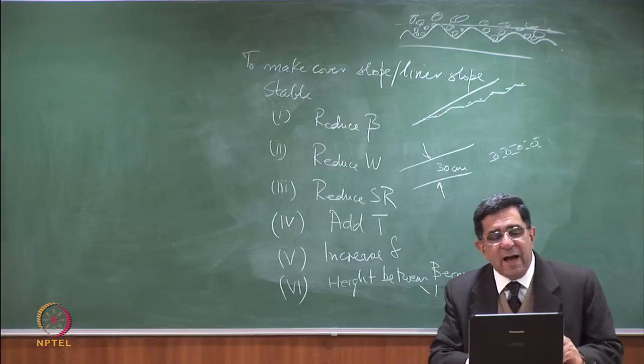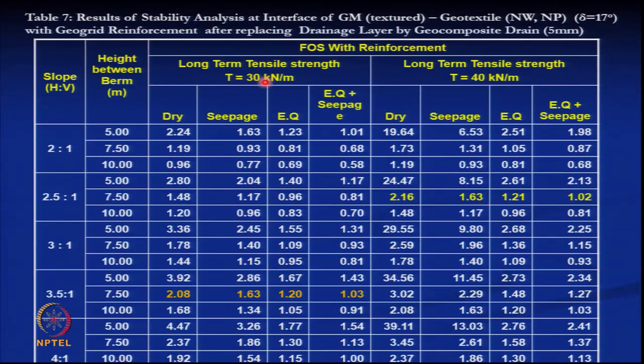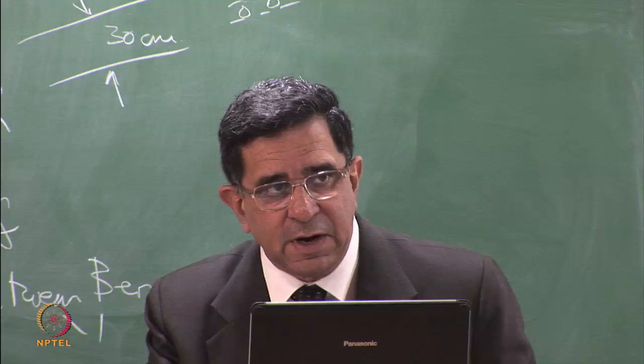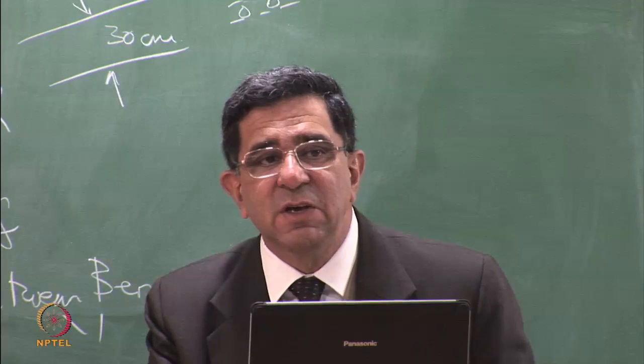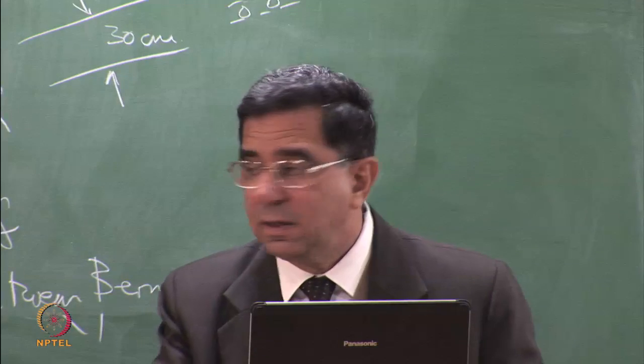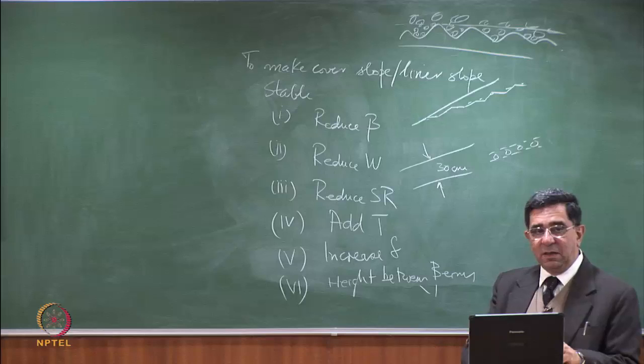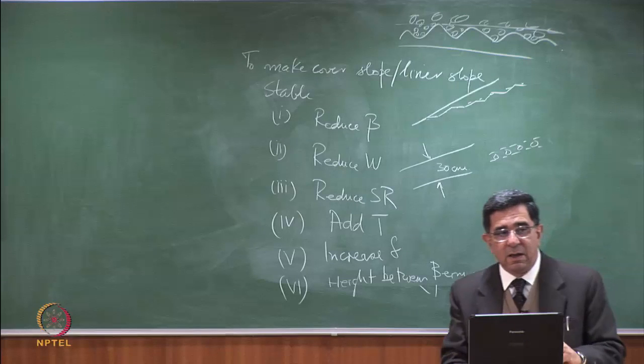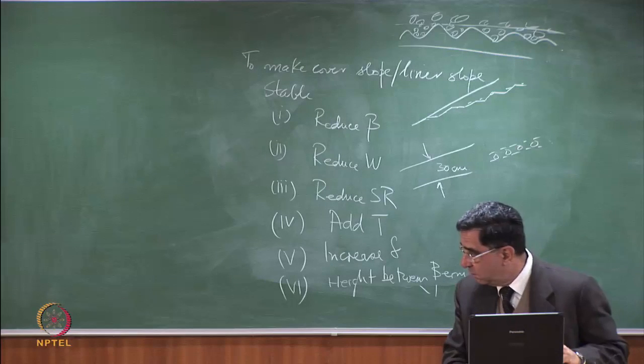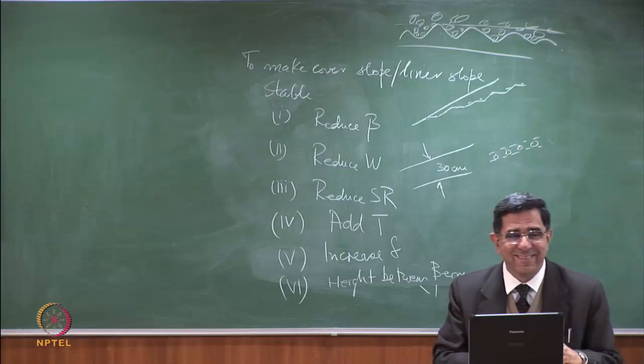So what have I done? I have put a T allowable of 30 and a T allowable of 40. This is normally not possible with geomembranes. This implies that I'm using a geogrid. Is there a problem you can't see? I hope the camera can catch it.